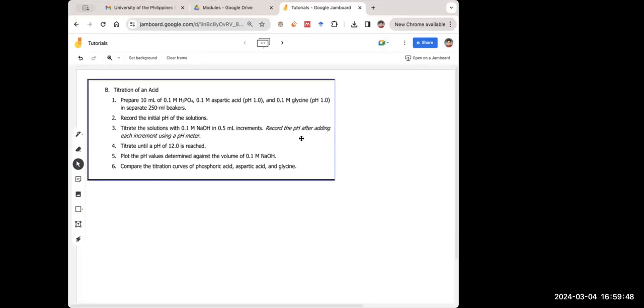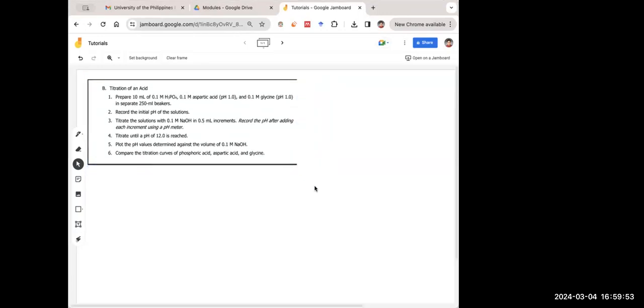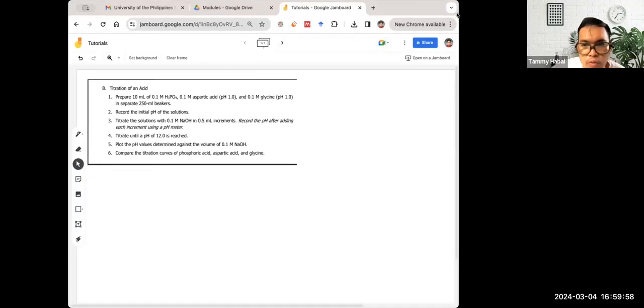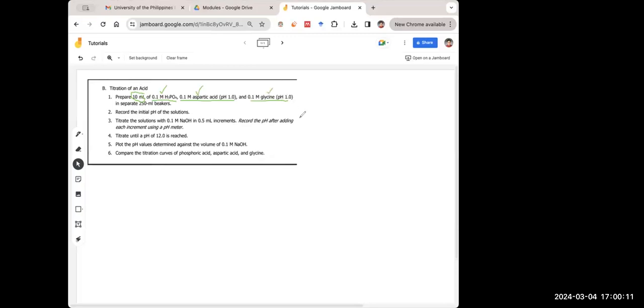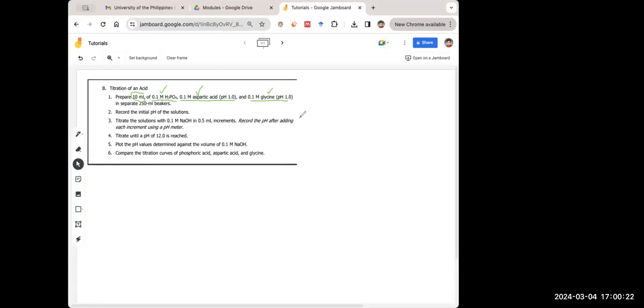So, prepare 10 ml of 0.1. Is it the same thing we did in part A or is it different? You have already the concentrations of this, right? We already created this. So when you say prepare, you just have to get 10 ml from the stock solutions, the ones that we created in part A. Then put them in separate 250 ml beakers. All right, I get that.